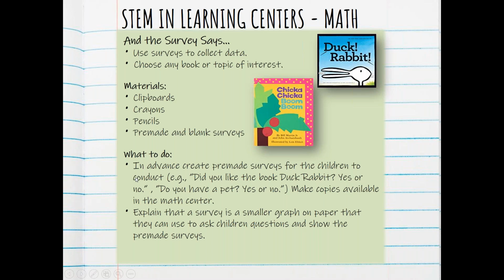So what to do? In advance, you're going to create pre-made surveys for the children to conduct. For example, did you like the book Duck! Rabbit!? Yes or no. Do you have a pet? Yes or no. And you can make copies available in the Math Center. You can explain that a survey is a smaller graph on paper that they can then use to ask children questions and show the pre-made surveys. You can also explain to them, if you do question of the day, that this is just like question of the day, but you're asking it to a few friends instead of the whole class.